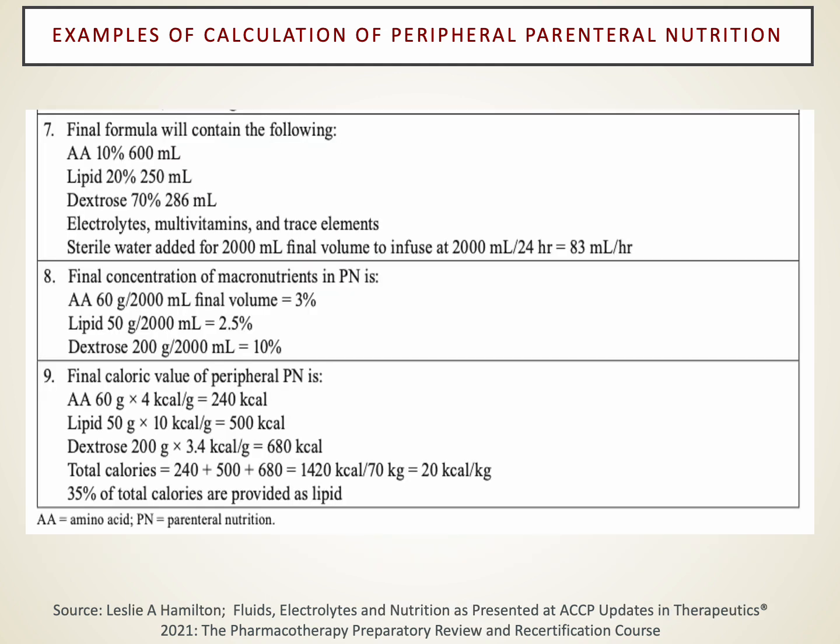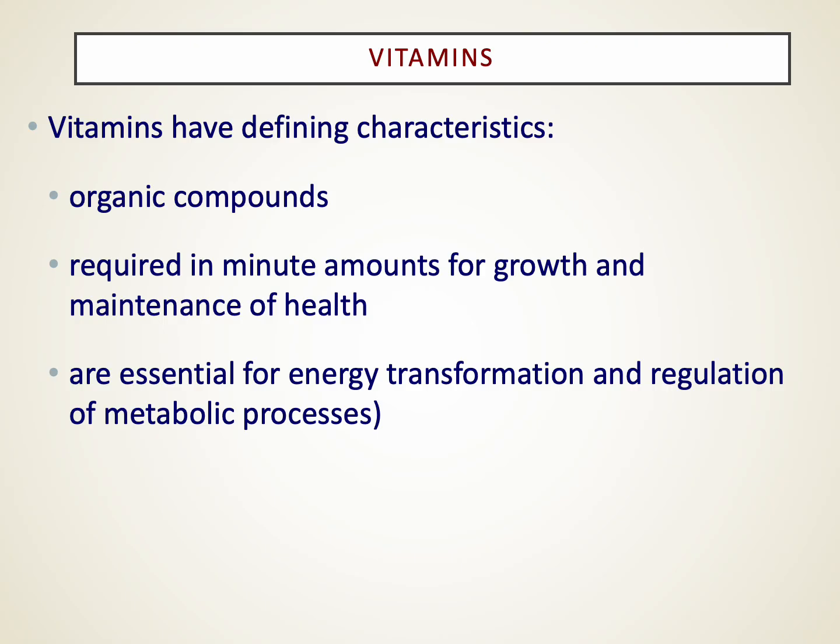Further examples of that peripheral calculation. We also look at vitamins, and vitamins are added to the parenteral and enteral nutritions. They're organic compounds. They're needed for some metabolic or essential process in the body. And each of these vitamins can be given enterally or parenterally. Most people who take a multivitamin, for example, take one that contains most of these vitamins.